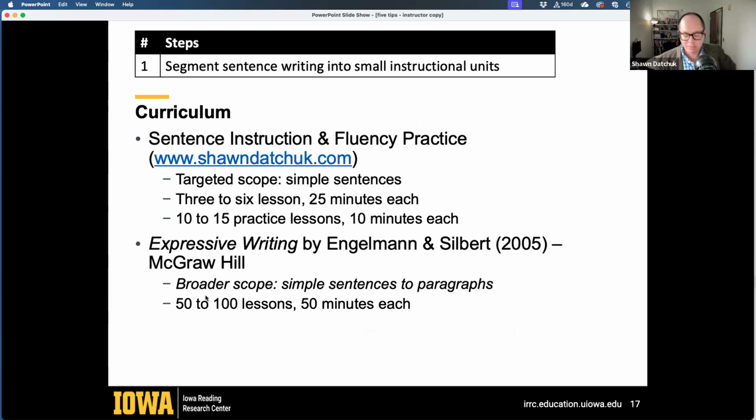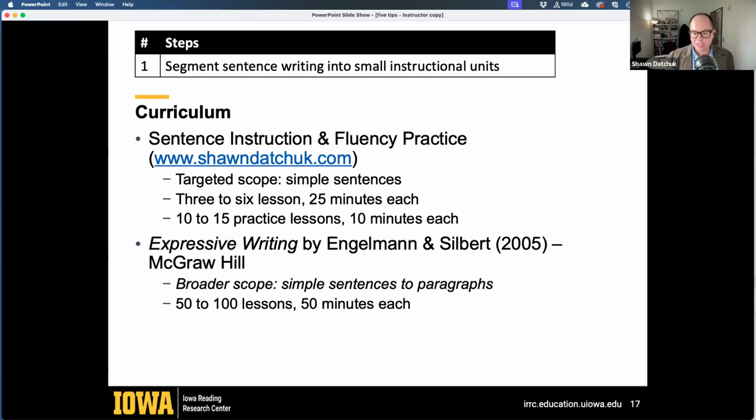So my materials have used this scope and sequence, and it's packaged into 3 to 6 lessons. Now, there's 3 lessons on my website. If a student has difficulty with one of them, it has taken in some studies 6 lessons to reach accuracy with the basic building blocks of a sentence. And then there's also fluency practice after that. And so that would be the 15 different sets of picture word prompts that I have on my website.